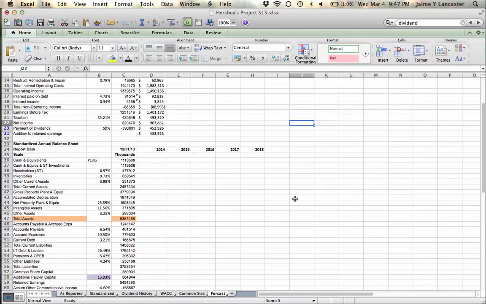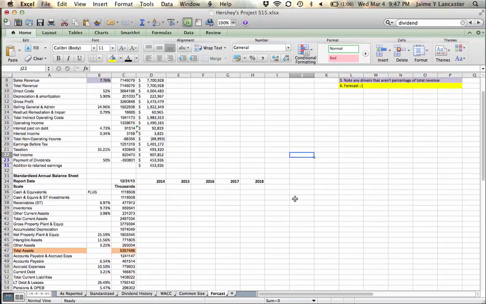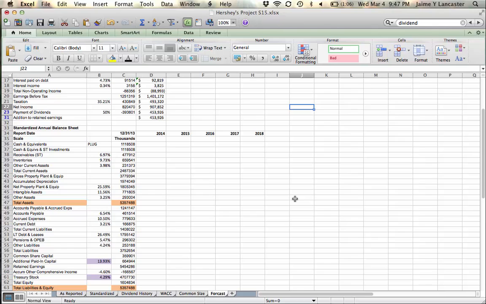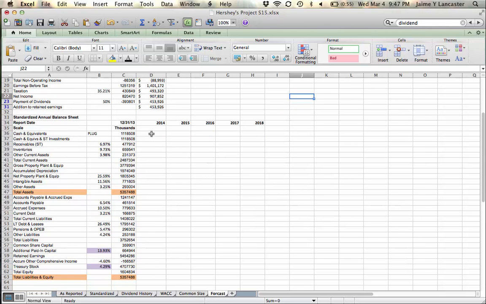All right, so moving on to the balance sheet. I'm going to have to scroll up and down. Bear with me. Cash and cash equivalents, those are my plugs. If you have more than one type of cash and cash equivalent, you'll forecast the total, then break down your subcategories based on the percentage of cash and cash equivalents that they are.